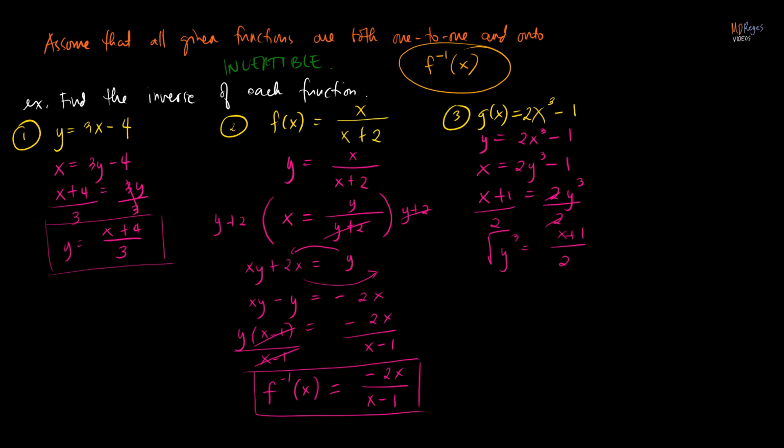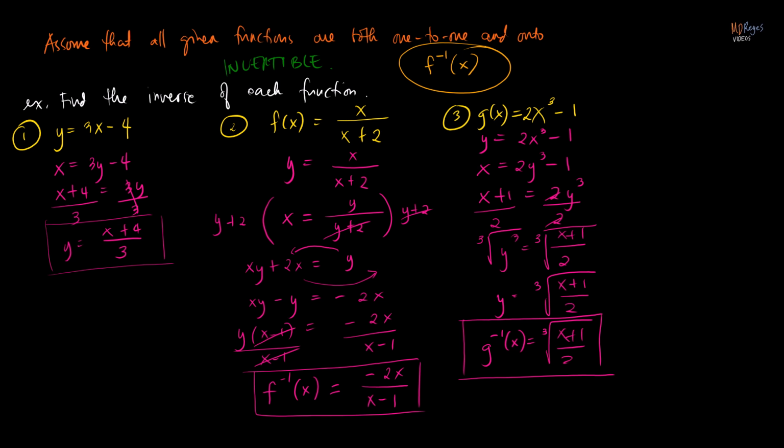Isolating y on the left side, we need to get the cube root of both sides of the equation. So that's it. This is now y equals cube root of x plus 1 over 2. Or in another notation, because the given is in the form g of x, we write our final answer in the form inverse of g of x equals cube root of x plus 1 over 2. This is our final answer.